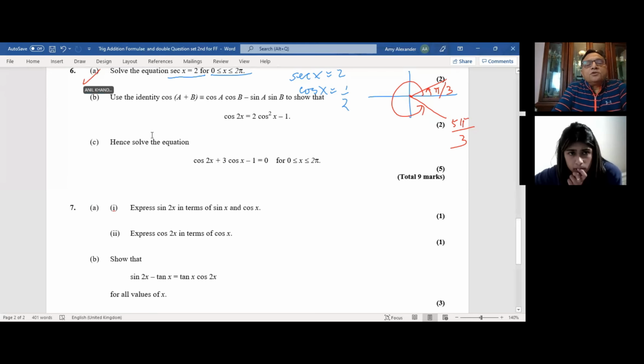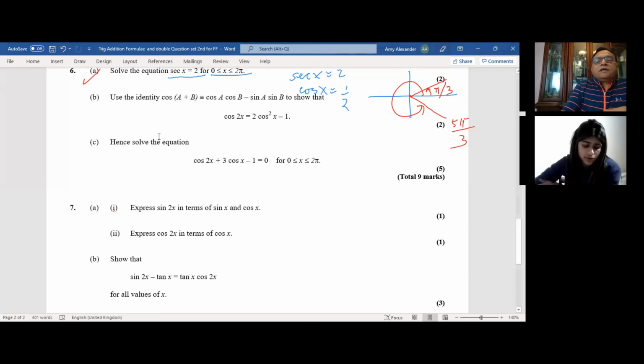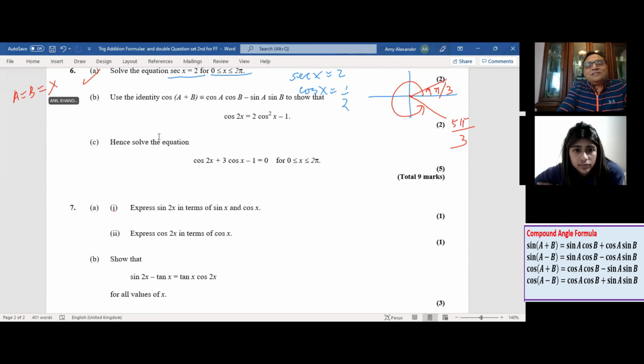Part B, use the identity cos A plus B equals cos A cos B minus sin A sin B to show that cos of 2x is 2 cos squared x minus 1. Yeah, so we can easily do it, right? How will you do it? So cos 2x equals cos x plus x, and then you just use that formula. You substitute A equals B equals x.